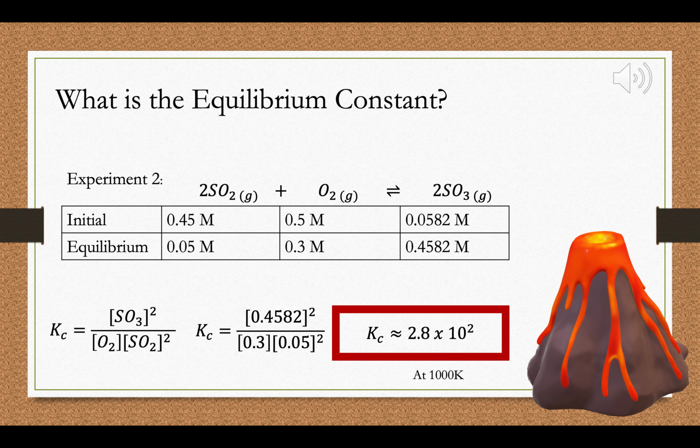In experiment 2, the starting concentrations are 0.45, 0.5, and 0.0582 respectively. The equilibrium concentrations are 0.05, 0.3, and 0.4582 respectively. Once again, using the equilibrium concentrations, we can calculate the equilibrium constant. This results in a Kc of 280 at a temperature of 1000 degrees Kelvin, demonstrating that no matter the starting concentrations or pressures, the equilibrium constant will remain the same.